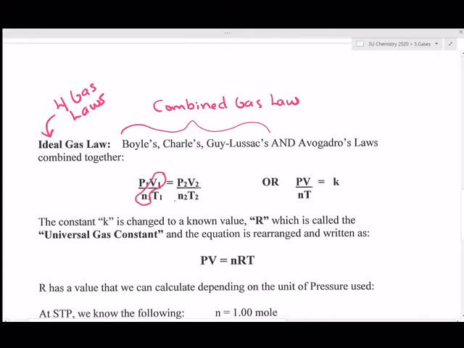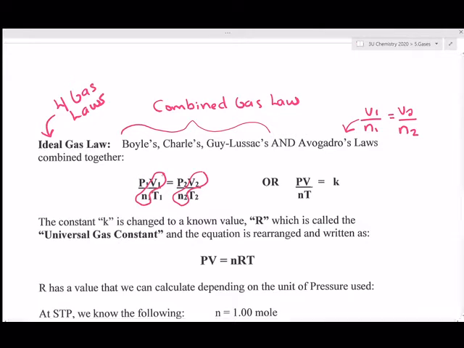Avogadro's law basically says that if you increase the number of moles of a gas, the volume is going to get bigger. It's very much like blowing up a balloon. The more gas you put in the balloon, the bigger your balloon is going to be. So it looks like this by itself, but we rarely use it all by itself. It's usually just incorporated inside the combined gas law to now give us the ideal gas law.